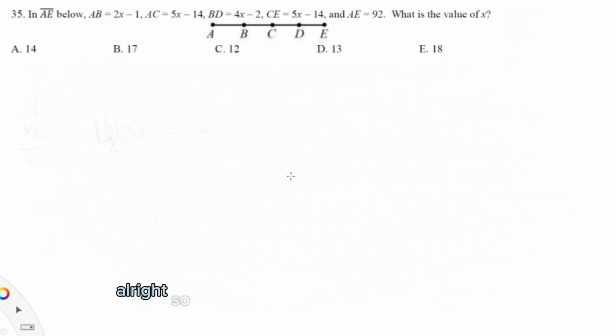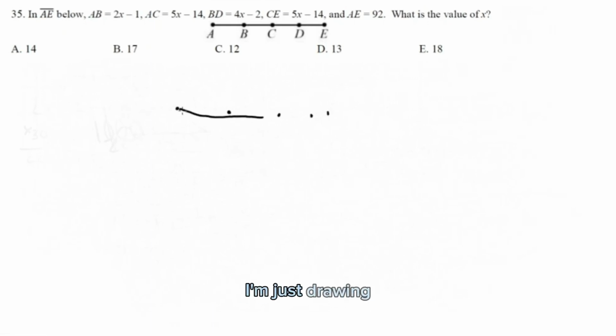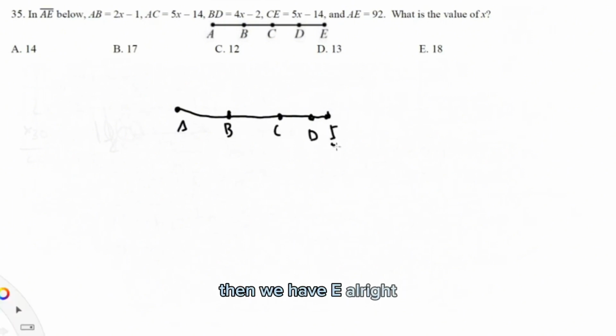Alright, so this is actually a pretty simple problem. So let's draw this out. We have A, B, C, D, E. This is not drawn to scale. I'm just drawing a line. Alright, so this is our line right here. So at the first point, we have A, then we have B, then we have C, then we have D, then we have E. Alright, so they're saying that A to B is 2x minus 1.